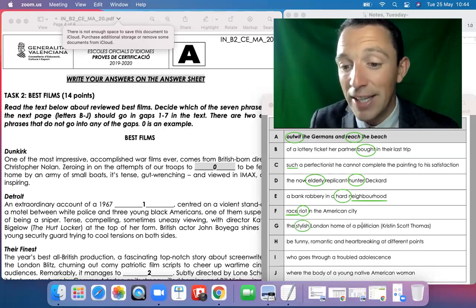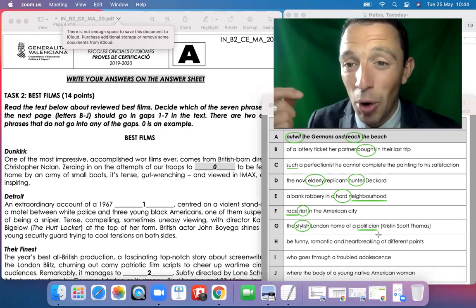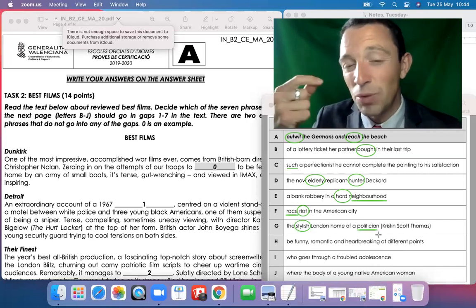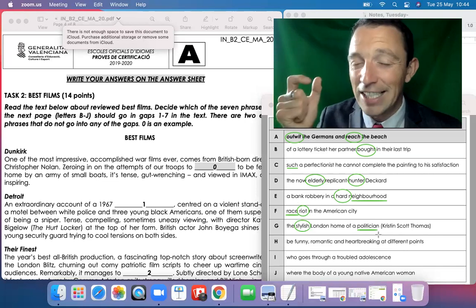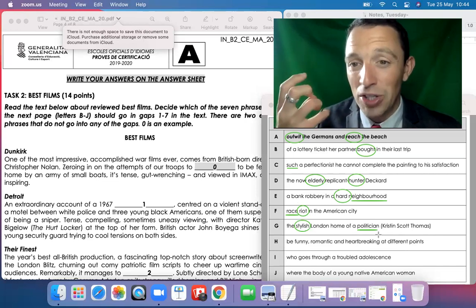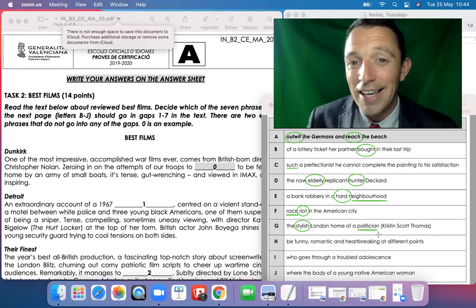London, home of a politician. So the pronunciation is very important for the politician. The subject in school is politics. The adjective is political, and the person is a politician. So that's the big difference between the 3 or 4 forms of that word.